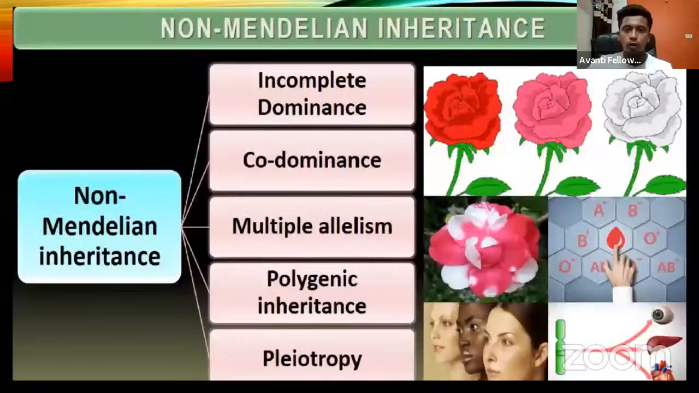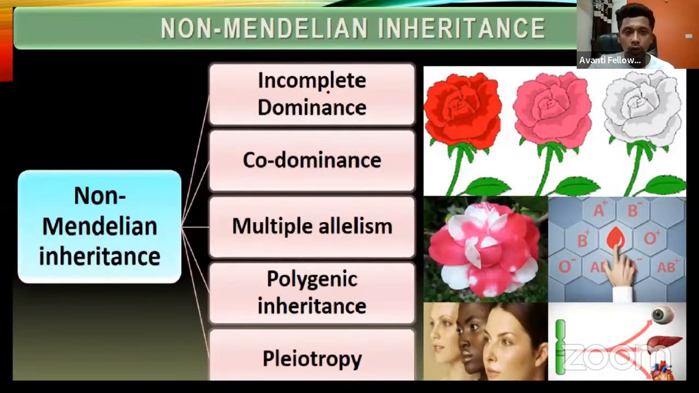When it comes to non-Mendelian inheritance, there are many cases. When you take a monohybrid cross, when you take one character similar to tallness and dwarfness, and when you cross it, you had a specific phenotypic expression and specific genotypic expression, isn't it?